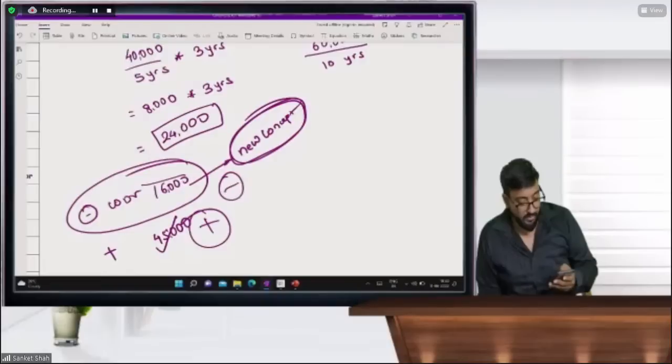Component accounting is interesting, Prabhas Jain is saying. Yes, yes.